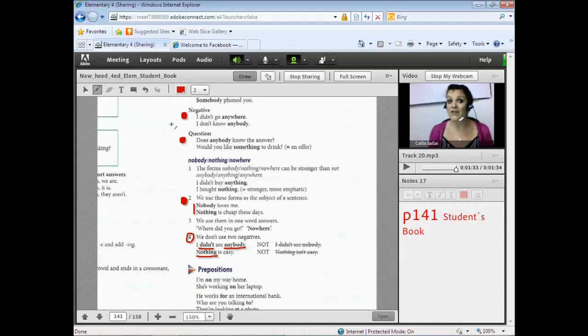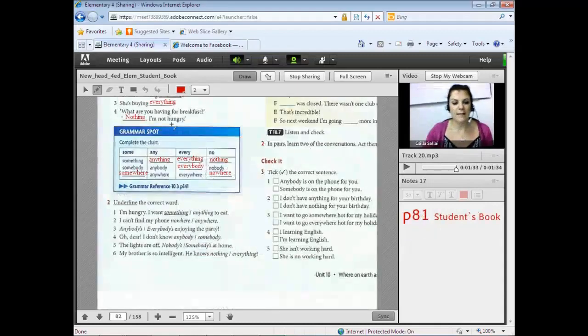Let's go back to page 81 again. Now look at exercise number 2 right under the chart that we completed a few minutes ago. Number 2, your task is going to be to underline the correct word in each sentence. You are going to work on your own. And here's number 1, the example that is already given for you. I'm hungry. I want something or anything to eat. This is a positive sentence, so we know that in positive sentences we use some. Therefore, we need to use something and not anything. When do we use any again?